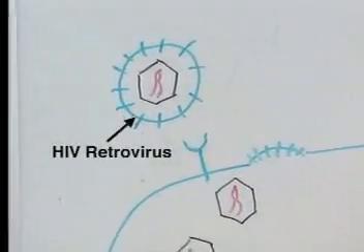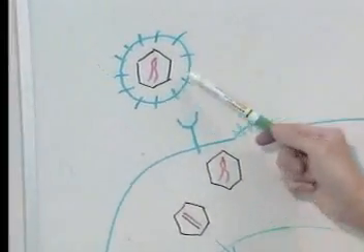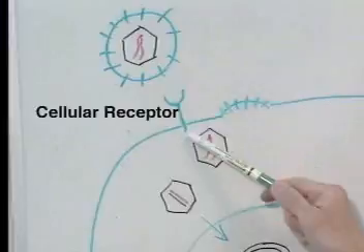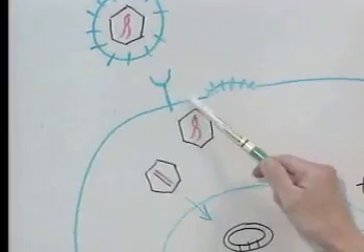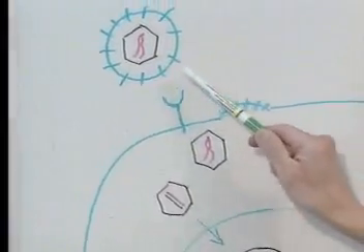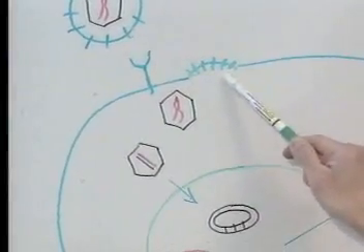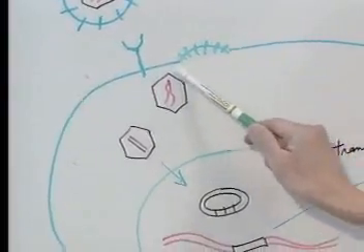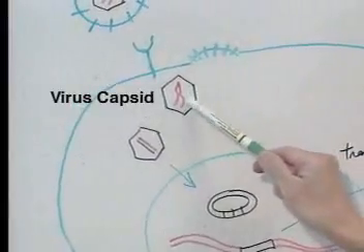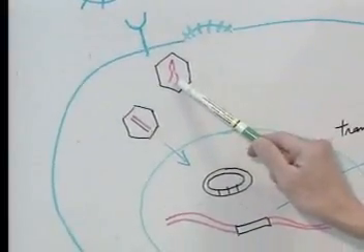This is a virus, such as HIV. The virus needs to get inside the cell in order to replicate. The first step would be interaction of the virus with the cellular receptor. After interaction with the cellular receptor, there is a fusion event that takes place between the virus envelope and the host cell plasma membrane. Okay? The result of this event is the release of the capsid, of the virus capsid, into the cytoplasm of the cell. And of course, you can see that this is the genome of the virus.